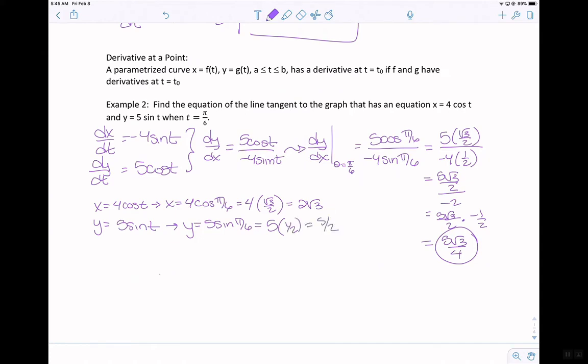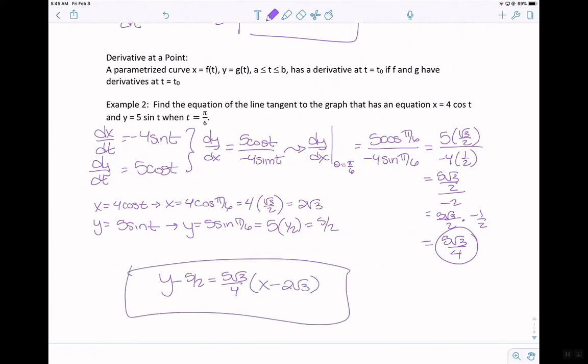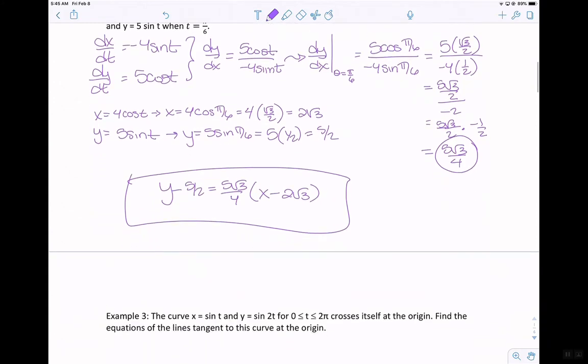So then my point slope form is y minus 5 halves is equal to 5 root 3 over 4 times x minus 2 root 3. And you can go ahead and leave it in point slope form, unless you're on a multiple choice test where you have to pick out which one is your equation of the tangent line.